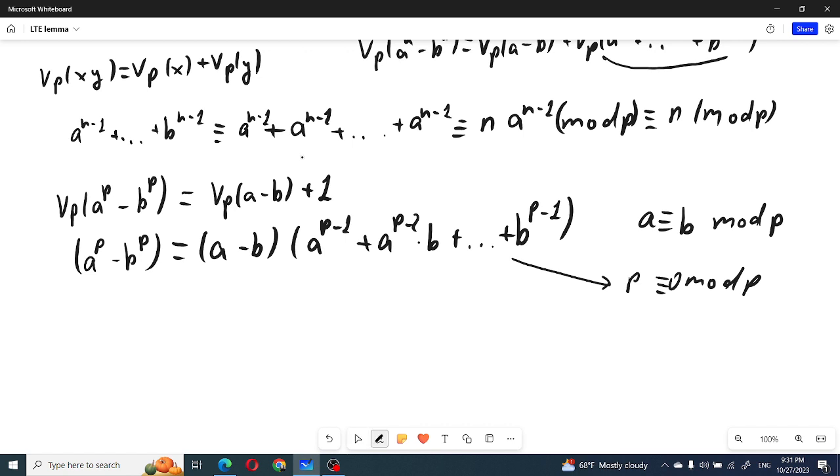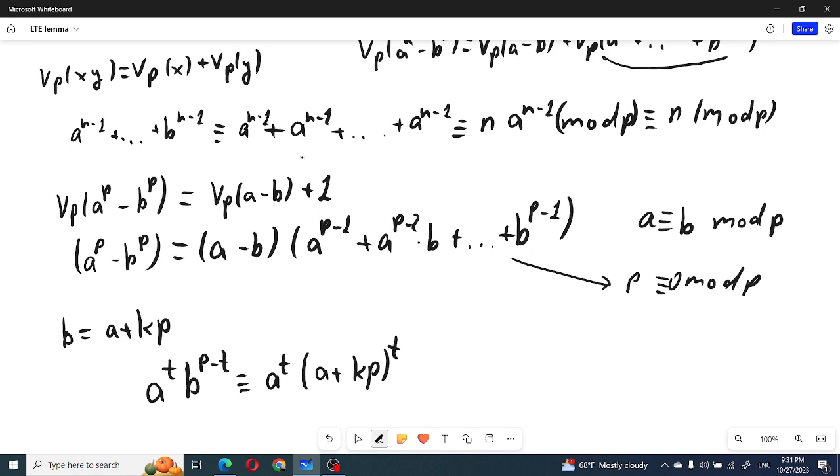For this, we can represent b equals a plus k times p. We can use this one because they are equal mod p. And if we take a to the t times b to the p minus t, then in this case we can expand this one. This must be a to the t times a plus k times p to the p minus t.